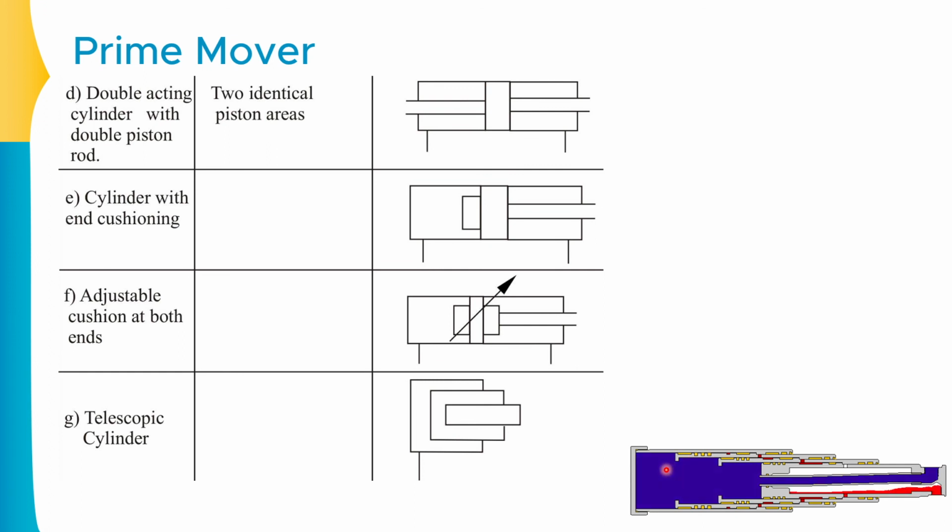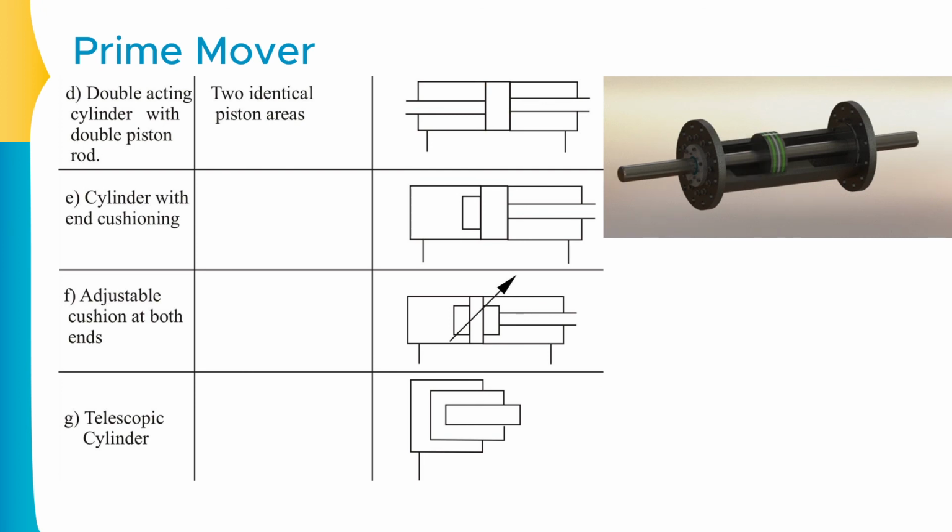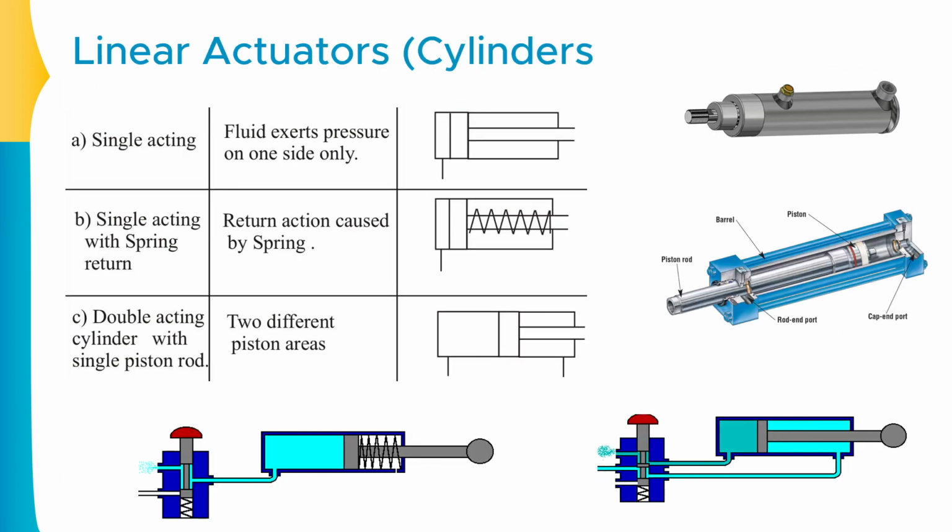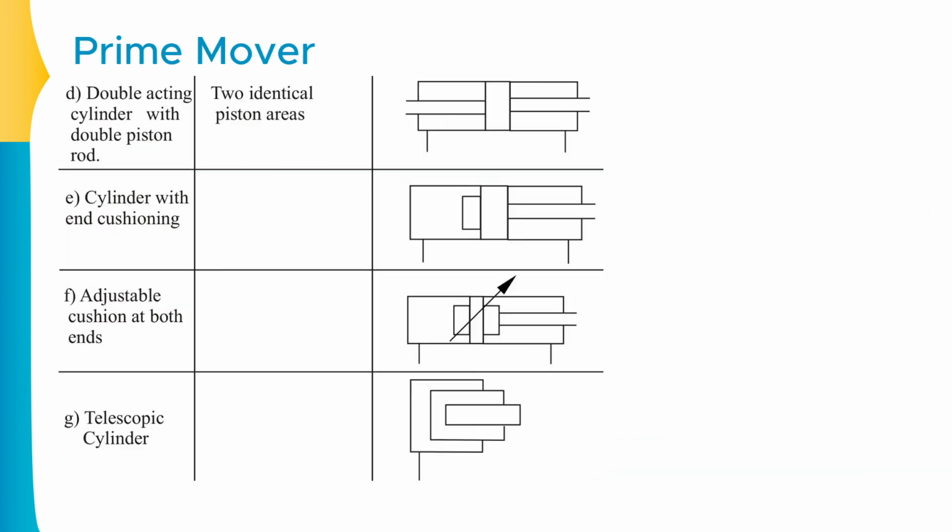So these are the varieties of, you can say, cylinders available as a linear actuator. Okay, so these are the linear actuators, also known as the piston cylinder mechanism.